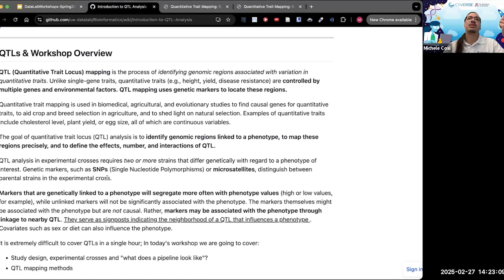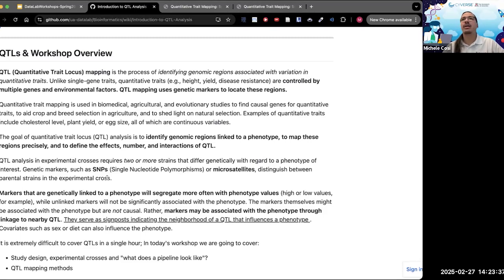In order for you to carry out QTL analysis, you require something called a marker. And markers are, for example, SNPs, or single nucleotide polymorphisms, or microsatellites. If you are new to the word SNPs, it's in the acronym itself: it's a single nucleotide polymorphism.